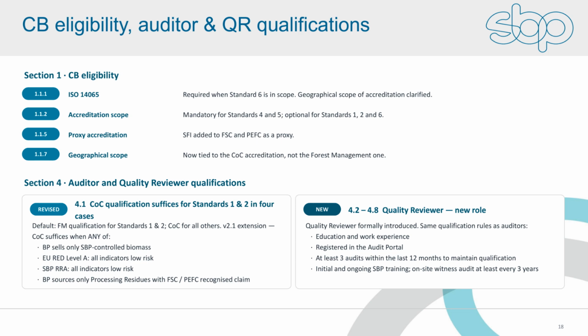And 4.2 through 4.8 formally introduce the quality reviewer role. The qualification rules mirror those for auditors: required education and work experience, registration in the audit portal, at least 3 audits within the last 12 months to maintain qualification, and ongoing SBP training, including witness audits.